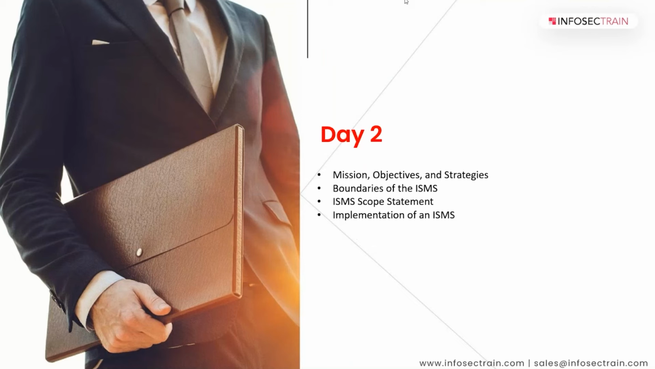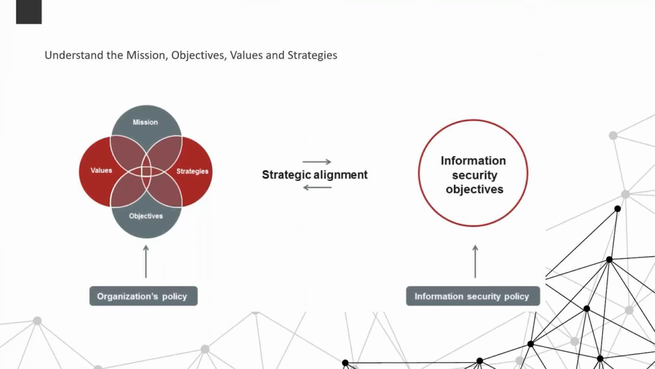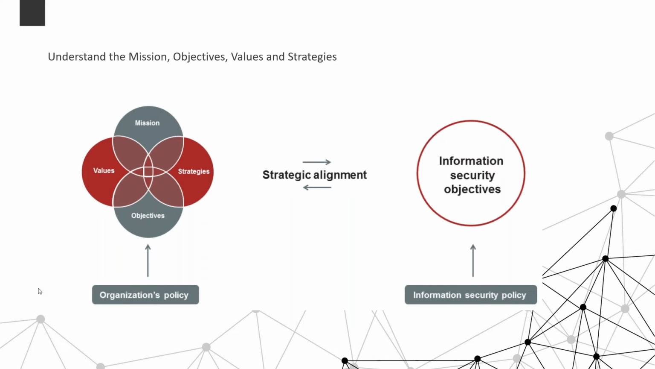ISMS. When we talk about implementation, the first thing we need to understand is the mission of an organization, what their objectives are, what the values are, and what their strategies are. Based on that, we can create the policies for the organization. Then we can go with the achievement of an information security objective as per your policy. So let's deep dive.